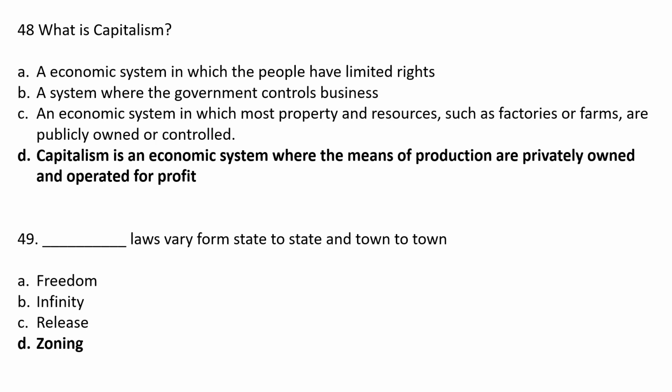Dash laws varies from state to state and town to town. Option A freedom, option B infinity, option C releasing, option D zoning. The correct answer is option D zoning. Zoning laws varies from state to state and town to town.